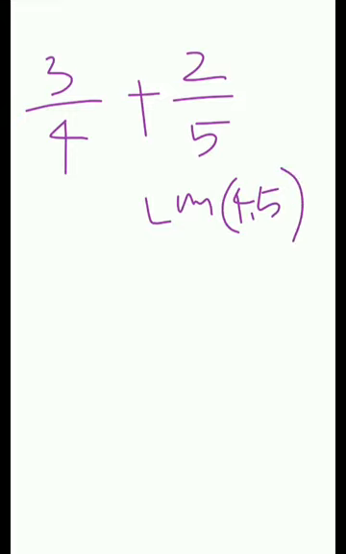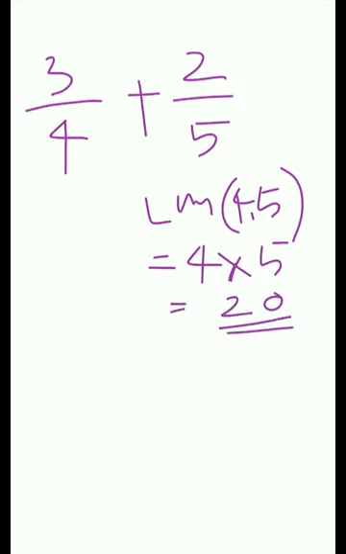Now, what is the LCM of 4 and 5? We know that there is no number which divides both 4 and 5. So, in that case, the least common multiple of the two numbers will be the product of those numbers. That is, here, LCM of 4 and 5 is 4 into 5. That is 20. Now, we need to make both the denominators 20.